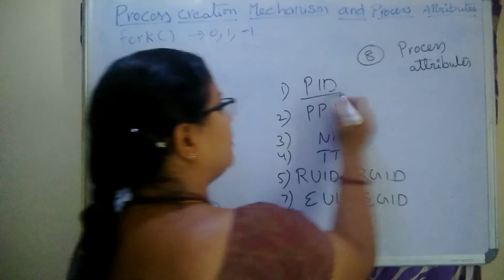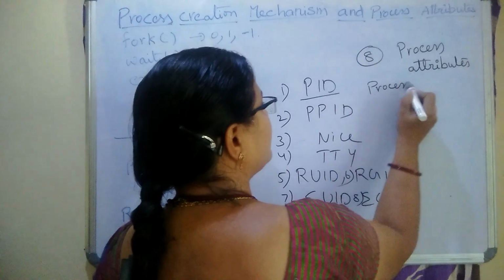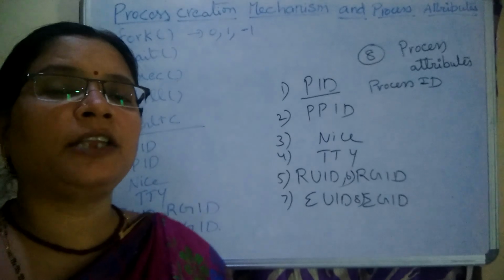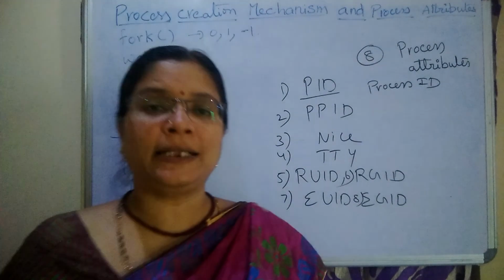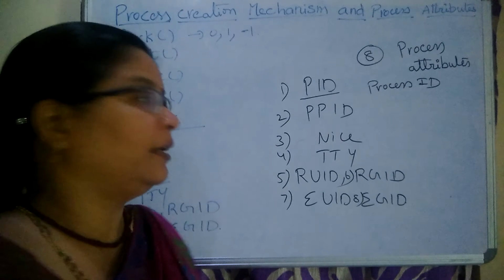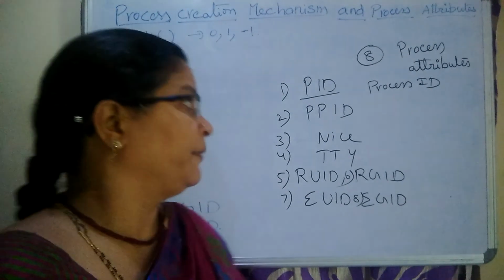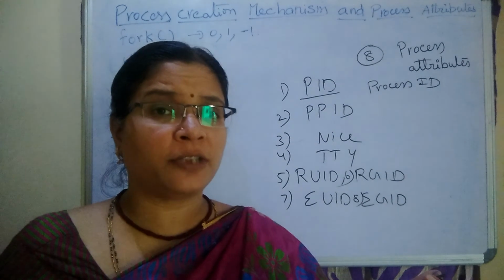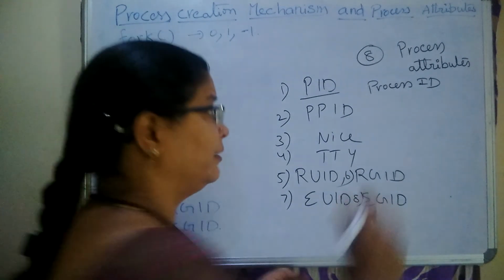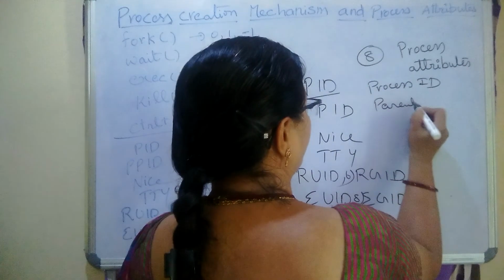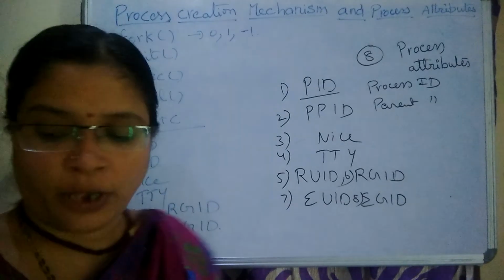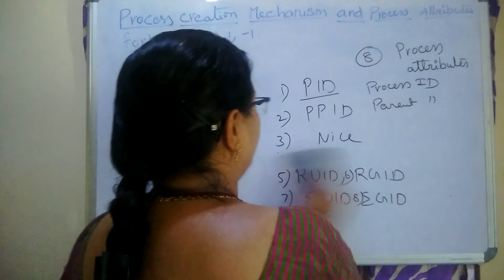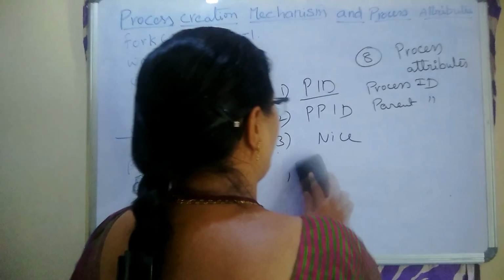The first one is PID, which stands for process ID. As already discussed, in the Linux operating system each and every process has a uniquely generated identification number that is called the process ID. The next one is parent process ID. What is the parent of that particular process, from whom it was created? That is called the parent process ID. Next we need to talk about a command. This is called NICE. What it is, now we are going to see.